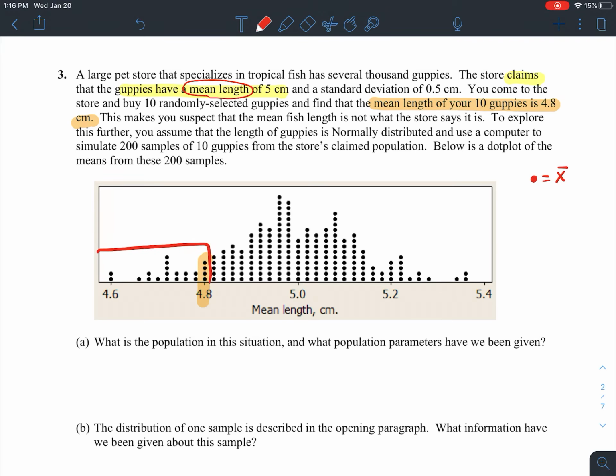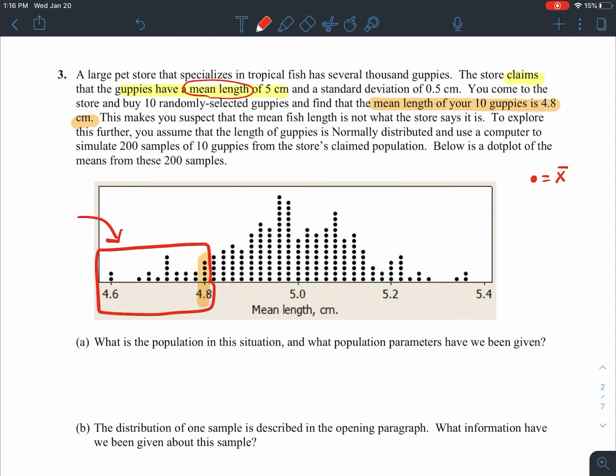Okay, so we were kind of not sure if the claim was totally accurate or not when we got 4.8. Certainly would also question if it was anything smaller than an average length of 4.8 as well. And so all the dots that you're wanting to focus on would be everything from 4.8 centimeters or anything even shorter than the 4.8 centimeter mark. So you can see I kind of circled or boxed those in.